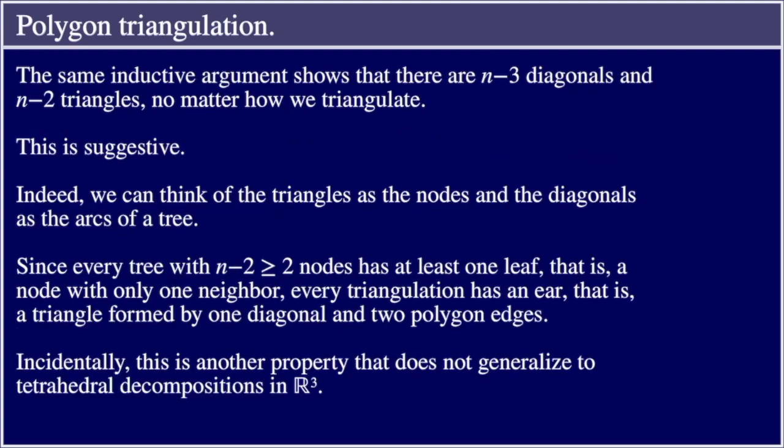The same inductive argument shows that there are n minus 3 diagonals and n minus 2 triangles, no matter how we triangulate. This is suggestive. Indeed, we can think of the triangles as nodes and the diagonals as arcs of a tree. Since every tree with n minus 2 greater than or equal to 2 nodes has at least one leaf, that is, a node with only one neighbor, every triangulation has an ear, that is, a triangle formed by one diagonal and two polygon edges. Incidentally, this is another property that does not generalize to tetrahedral decompositions in R3.